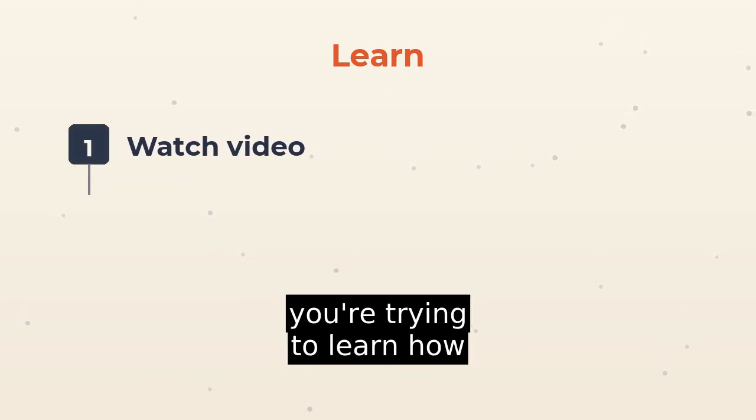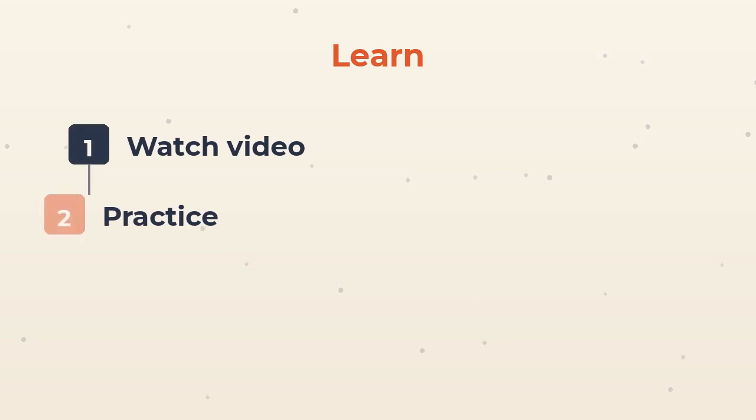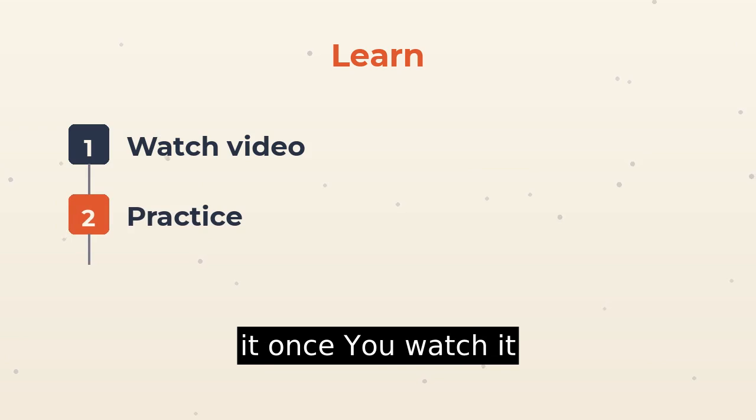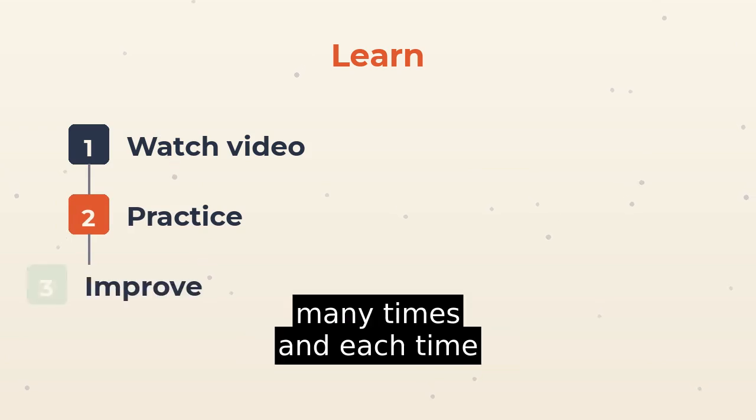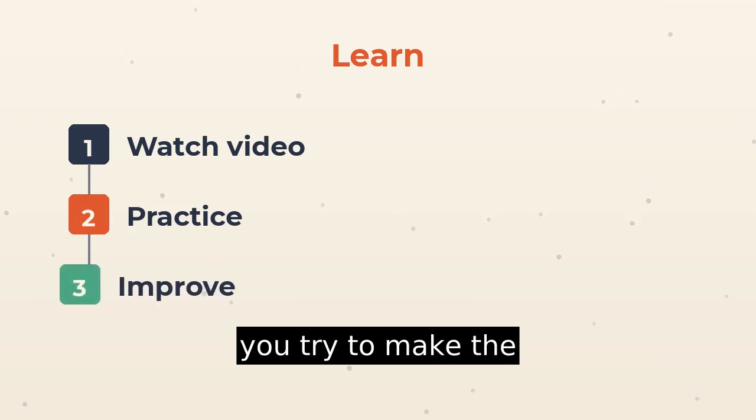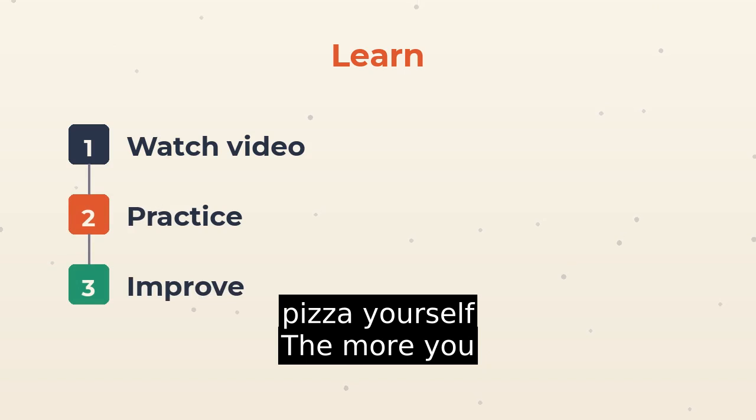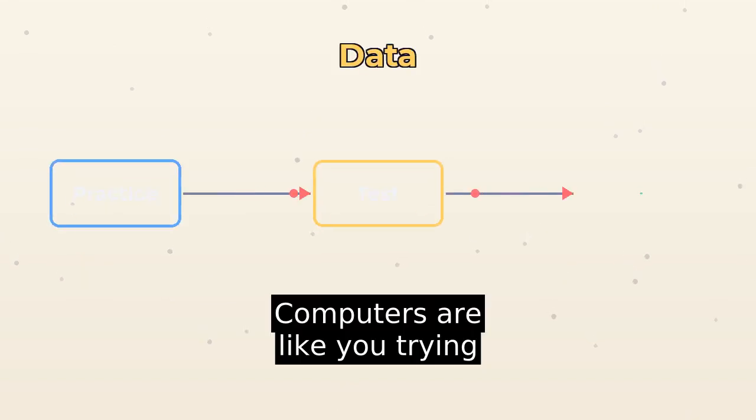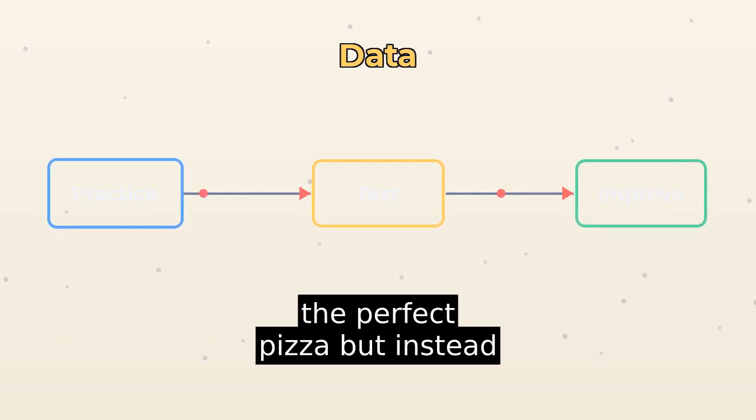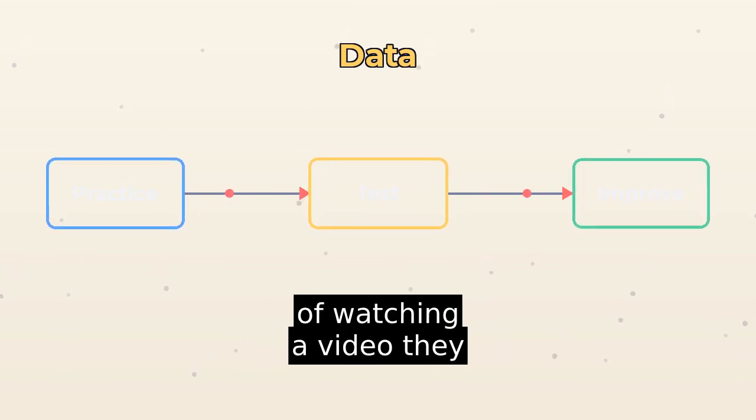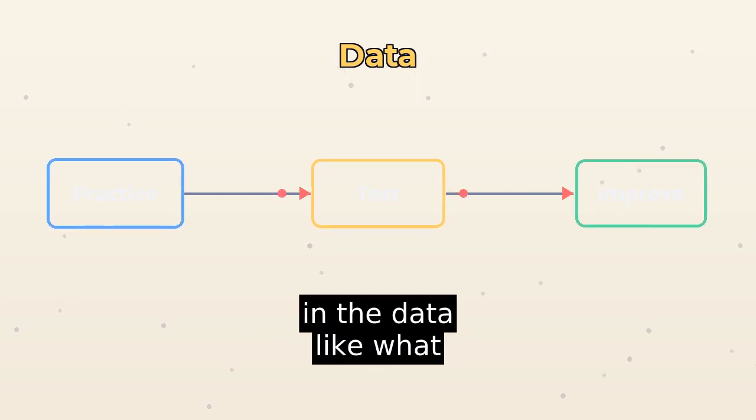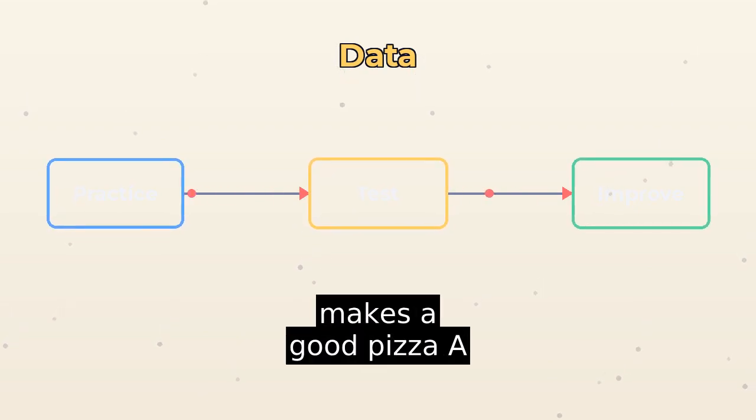Imagine you're trying to learn how to make the perfect pizza. You watch a video of a chef making a pizza, but you don't just watch it once. You watch it many times, and each time, you try to make the pizza yourself. The more you practice, the better you get. Computers are like you, trying to learn how to make the perfect pizza, but instead of watching a video, they look at lots of data. They try to find patterns in the data, like what makes a good pizza.